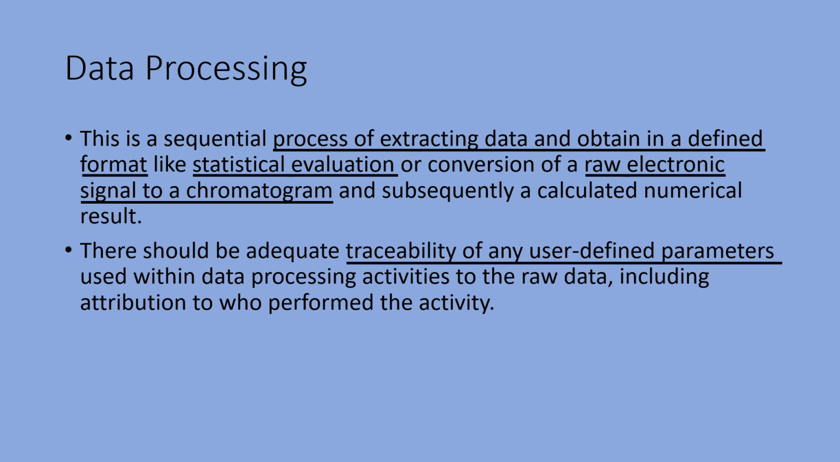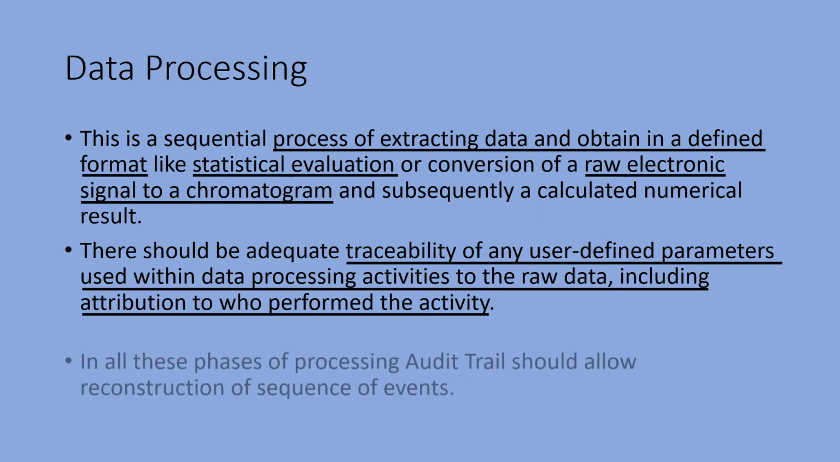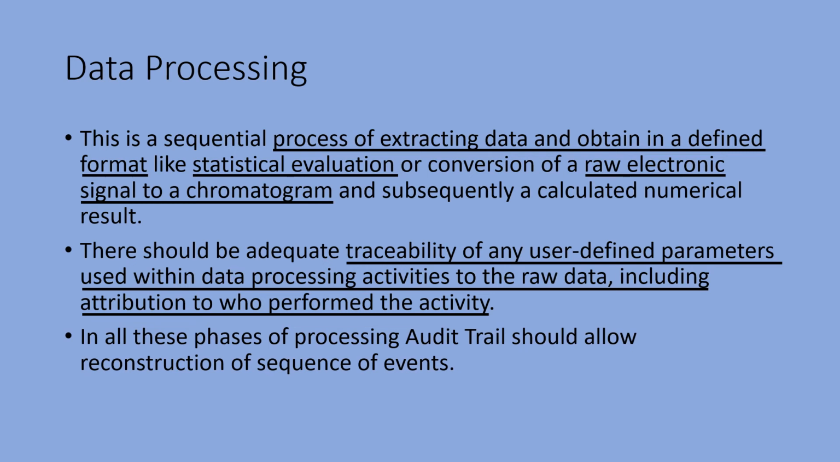There should be adequate traceability of any user-defined parameters used within data processing activities to the raw data, including attribution to who performed the activity. There should be traceability maintained for all the processing. In all these phases of processing, the audit trail should allow reconstruction of the sequence of events. So in all the cases, who, what, when, and why of the event should be traceable.